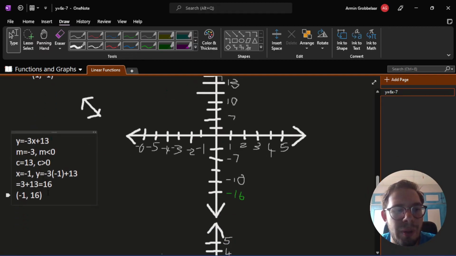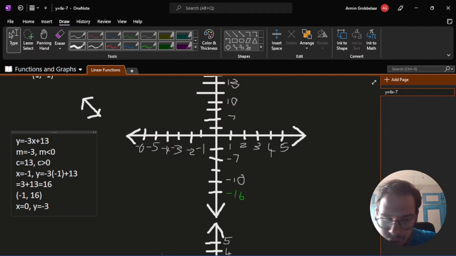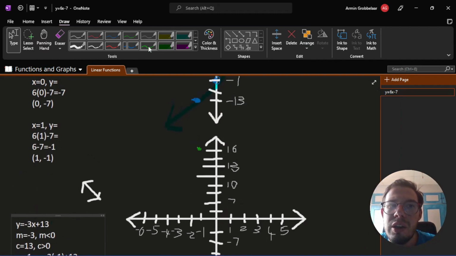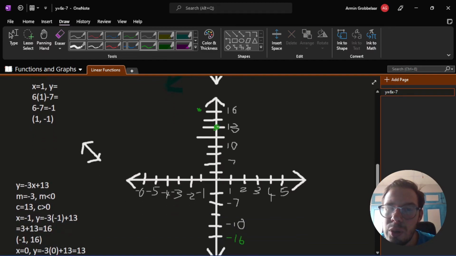So then for another point where x is equal to 0, y is equal to minus 3 multiplied by 0 plus 13. So that's equal to 13. So now we have our second point. We have 0, 13. So now we draw that in. We go to the x-axis and we go up to 13. So that point there is the point 0, 13.